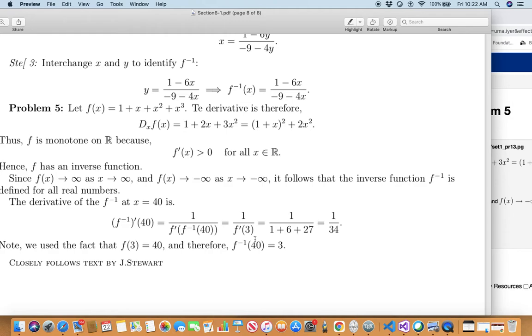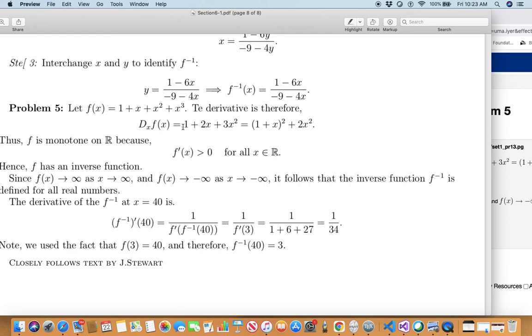What is the inverse of 40? 3. How did I get it? I just guessed it, right? So look at this function. Plug in 3 for x. 1 plus 3, 4, plus 9, 13, plus 27, 40. So f inverse of 40 is 3. Okay, you need to find that x value which gives me the answer 40. So that x value is 3. So I want the derivative at 3 basically.